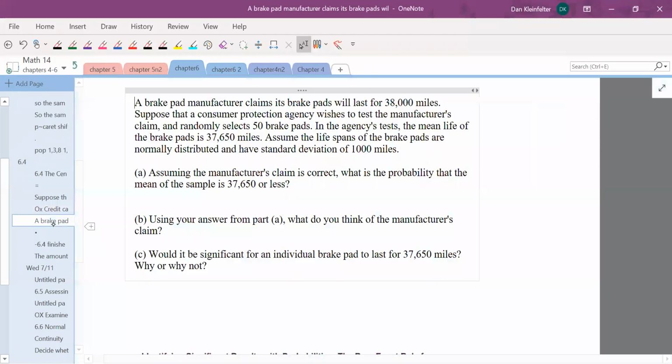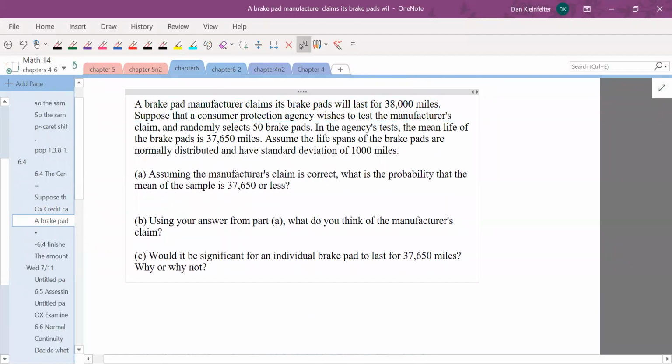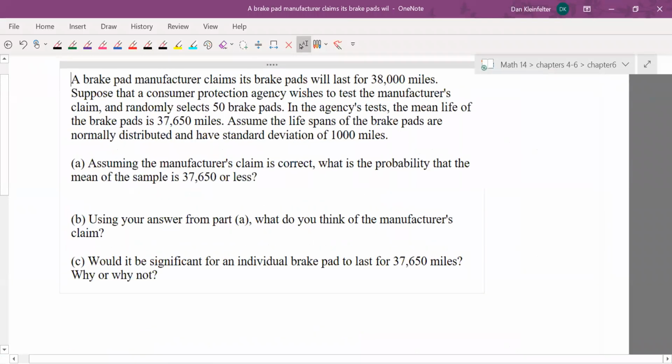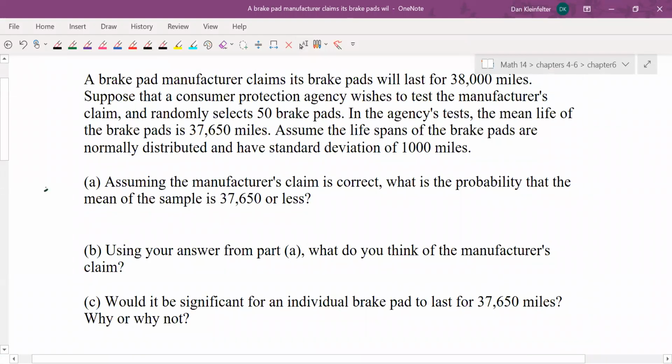One more example. All right, so this one is from our book. Here it says a brake pad manufacturer claims that its brake pads will last for 38,000 miles. Suppose that a consumer protection agency wishes to test the manufacturer's claim and randomly selects 50 brake pads. In the agency's tests, the mean life of the brake pads is 37,650 miles. Assume the lifespans of the brake pads are normally distributed and have a standard deviation of 1,000 miles.